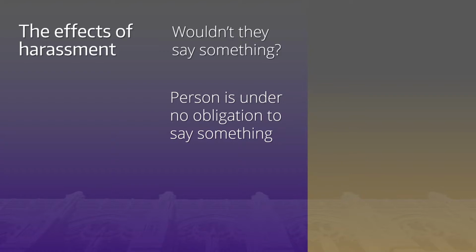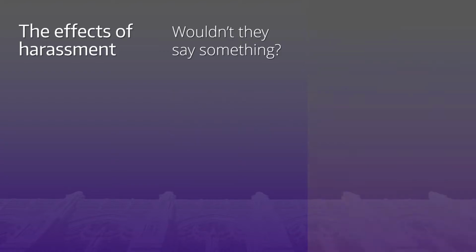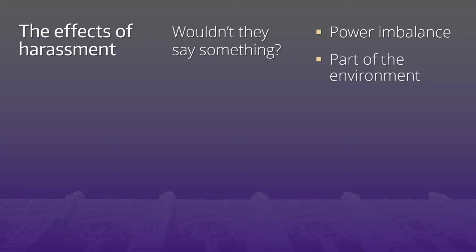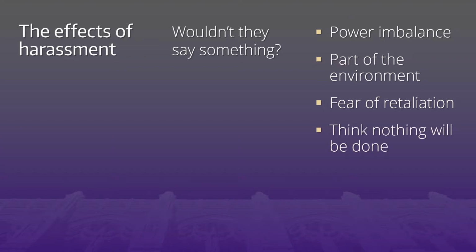There are reasons why someone might not speak up. A power imbalance might make them afraid that speaking up would adversely affect their career opportunities. If the conduct is part of the work or learning environment, they may remain silent or play along just to fit in. They may fear retaliation for raising a concern or reporting the behavior, or they may believe that nothing will be done if misconduct is reported.